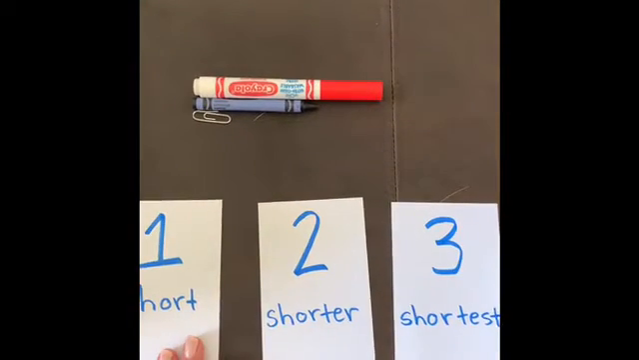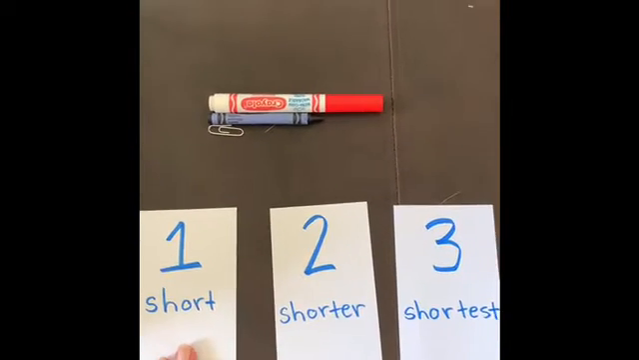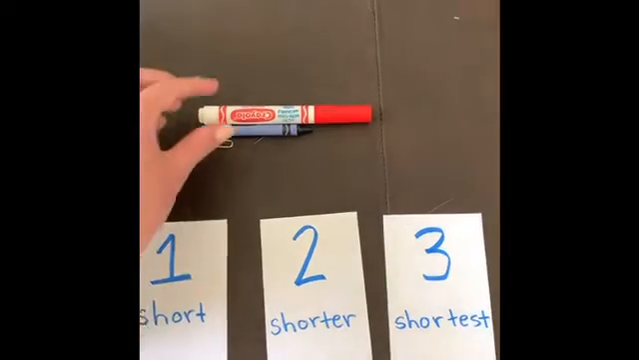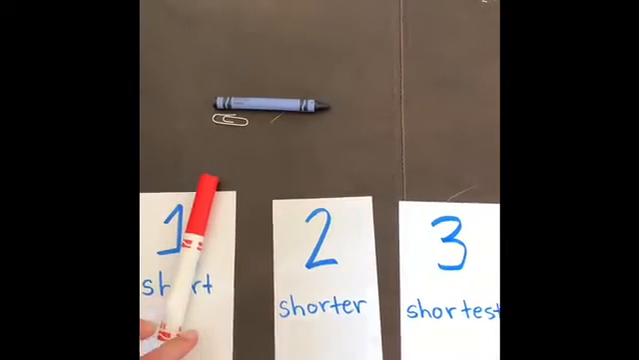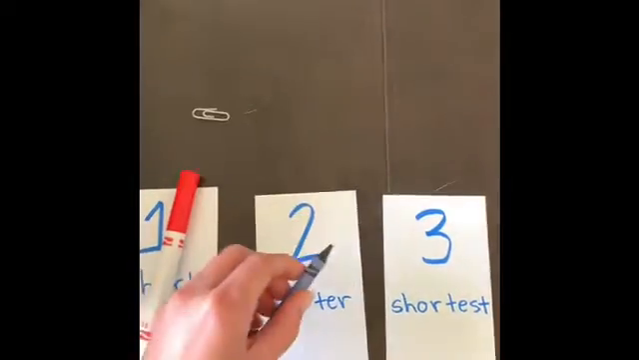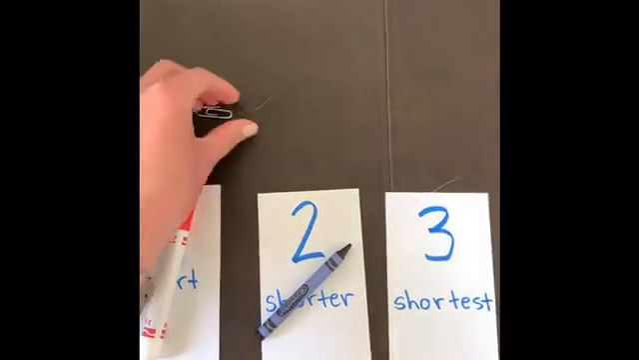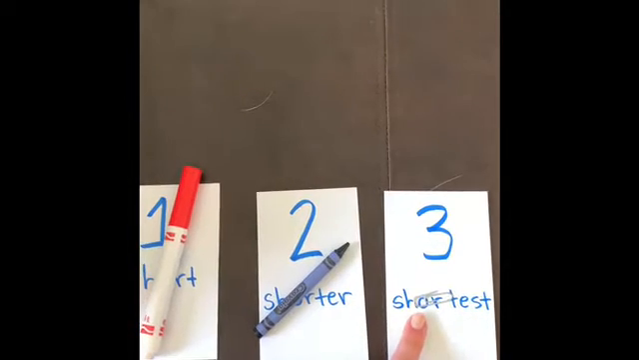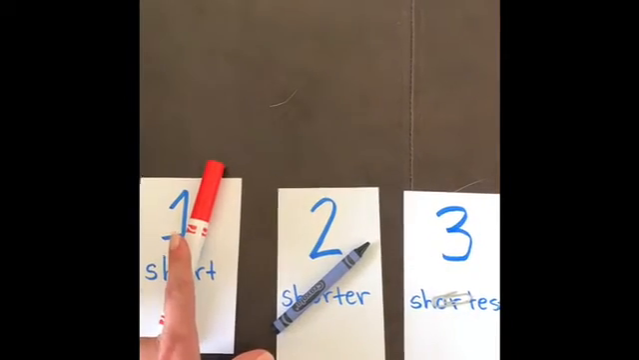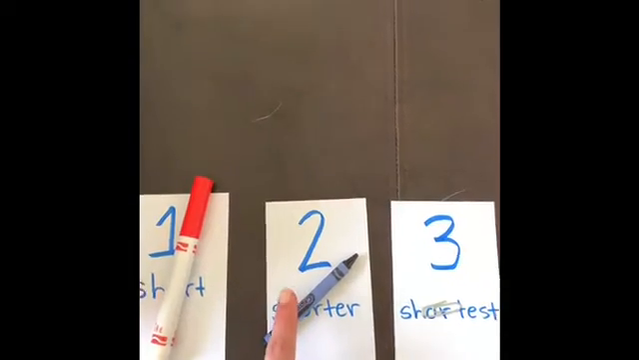And so now, which one is the longest? Well, the red marker. So I'm going to put that as number 1, the blue crayon as number 2, and the paperclip as number 3 because it's the smallest. It's definitely not as long as the red marker and not as long as the blue crayon.